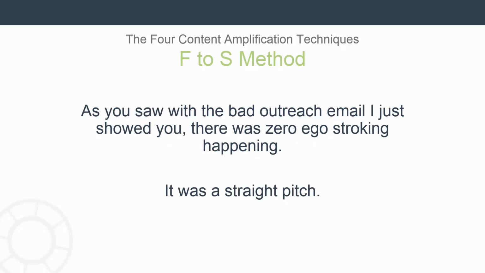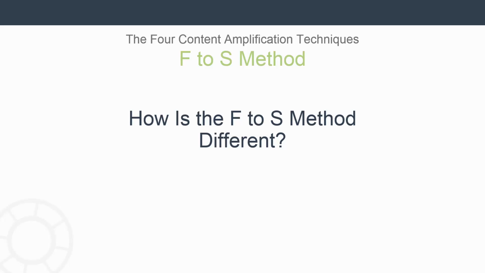And as you saw with the bad outreach email that I just showed you, there was no ego stroking. It was just a straight pitch. So how is the F to S method different?